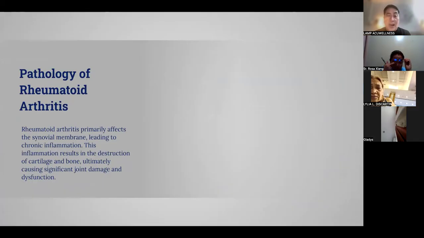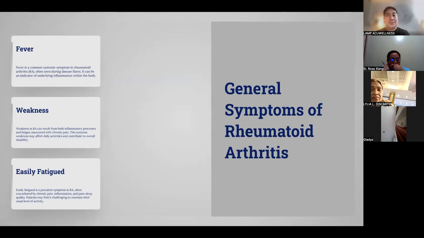Okay, pathology of RA. So RA primarily affects the synovial membrane. Oh, dapat tingnan mo talaga yung synovium niya, no? This inflammation results in, so if there's inflammation, there will be destruction of the cartilage and bone, ultimately causing significant joint damage and dysfunction.